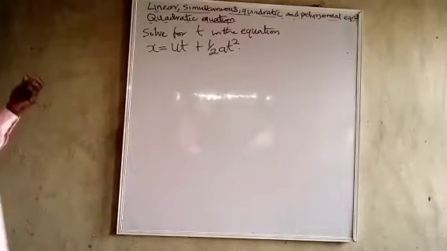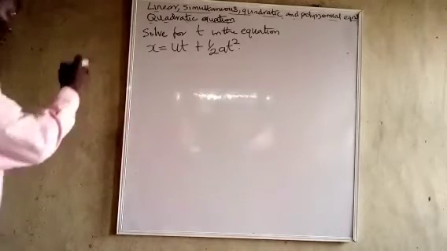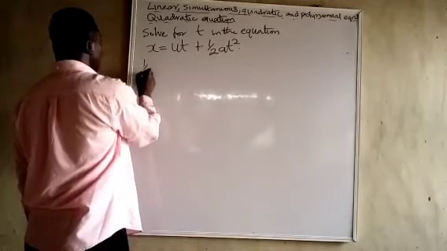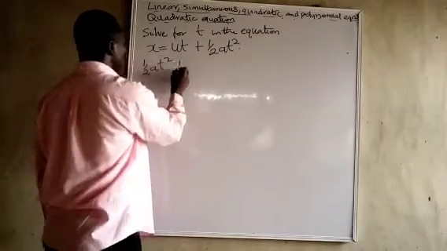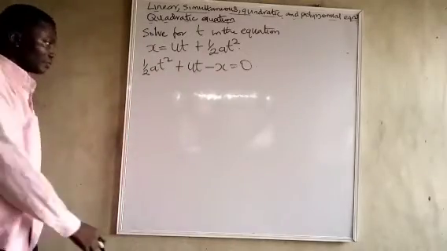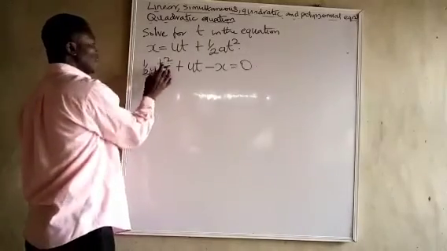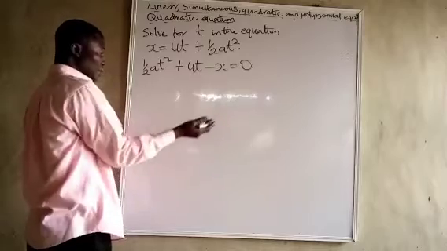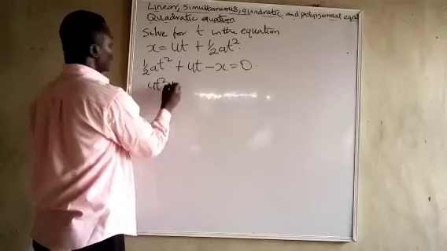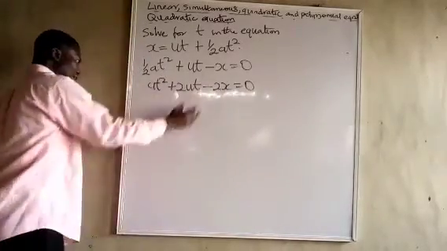Now solve for t in the equation x equals ut plus half at squared. Because of the availability of the quadratic formula, we'll be able to do this with ease. So let's bring everything together to a point. So we are going to have half at squared plus ut minus x equals 0. That's the first step. You have to make everything in this manner before you continue. Now, in our equation, the coefficient of t squared is half a, or you can multiply through. Either way, I can say it like this: at squared plus 2ut minus 2x equals 0.